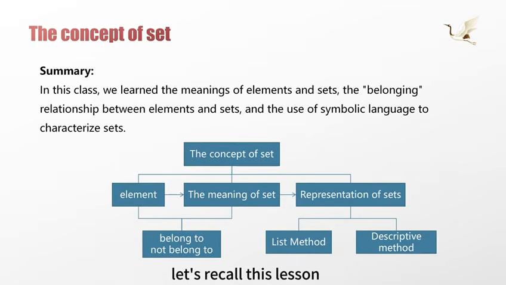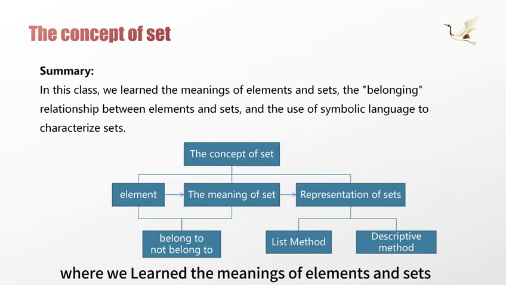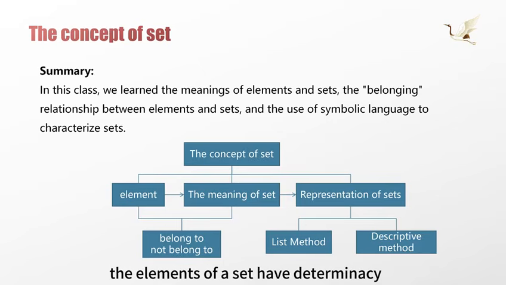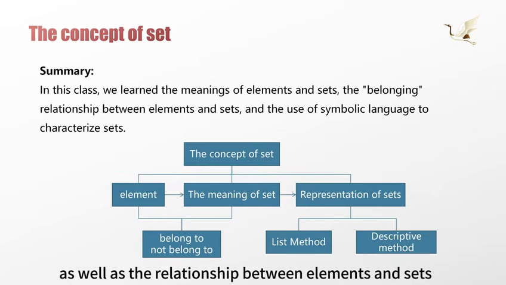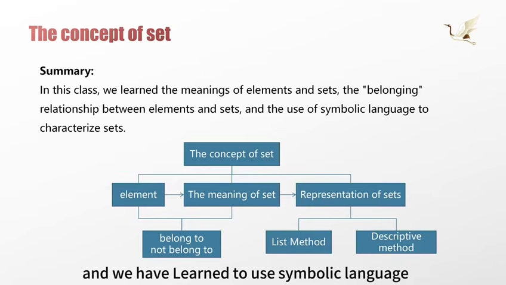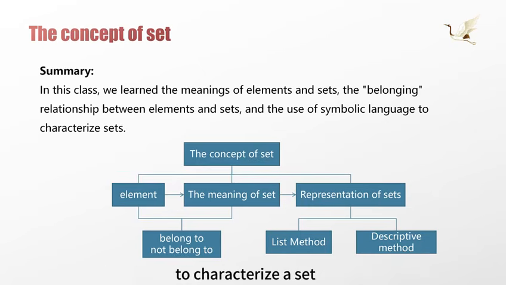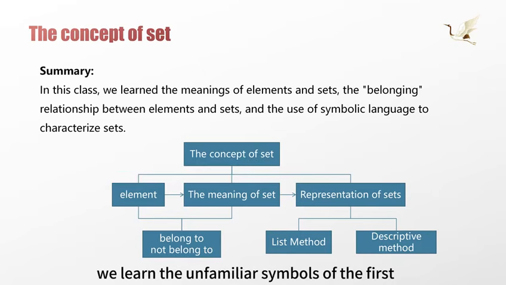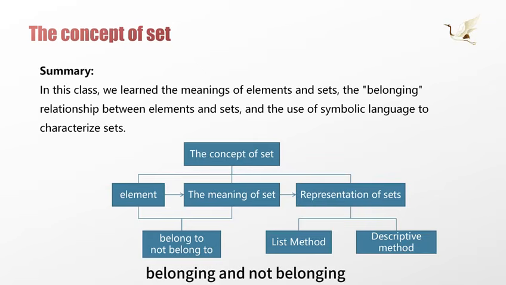Let's recall this lesson where we learned the meanings of elements and sets. The elements of a set have determinacy, distinctness, and unorderedness, as well as the relationship between elements and sets, and we have learned to use symbolic language to characterize a set. Among them, we learned the new symbols of the first stage of high school, belonging and not belonging.